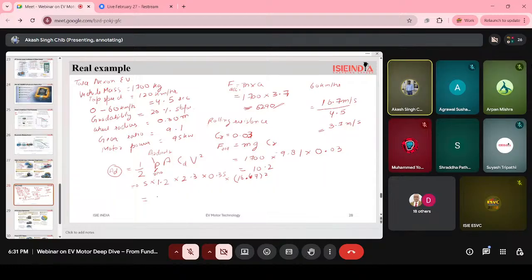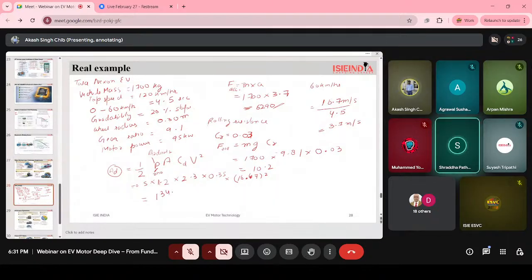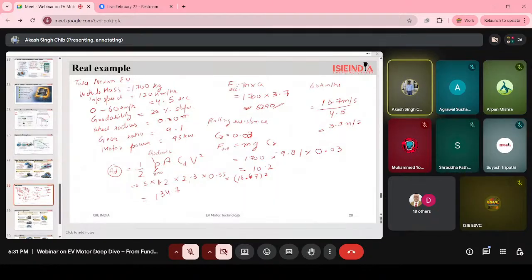Is anyone calculating? 134.7. Nice. This is the aerodynamic drag, 134 Newton. Or for a simple calculation, we can take it as 135 Newton. So this much aerodynamic drag we are getting in the vehicle.